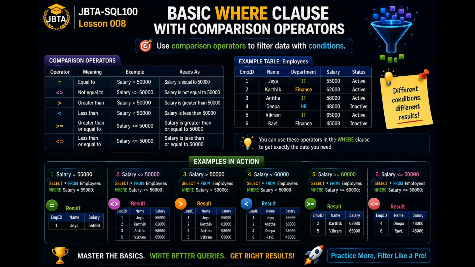The first operator is the equal to operator, represented by the equal sign. It returns only the records where the value exactly matches the condition. For example, salary = 55,000. SQL Server returns only employees whose salary is exactly 55,000. Next is the not equal to operator, written as less than followed by greater than. This returns every record except the one that matches the specified value. For example, salary <> 50,000. SQL Server returns all employees whose salary is not 50,000.